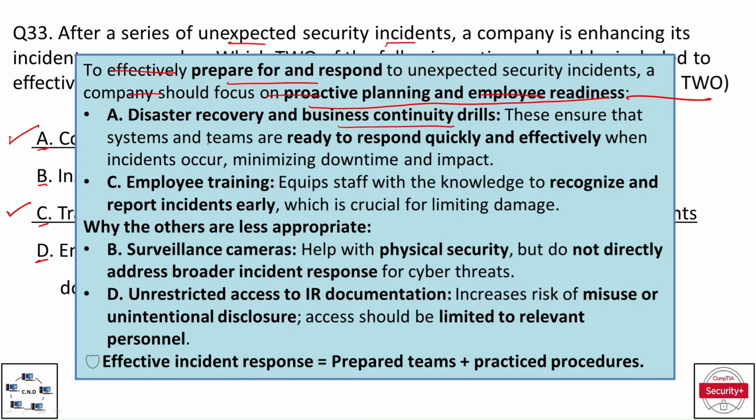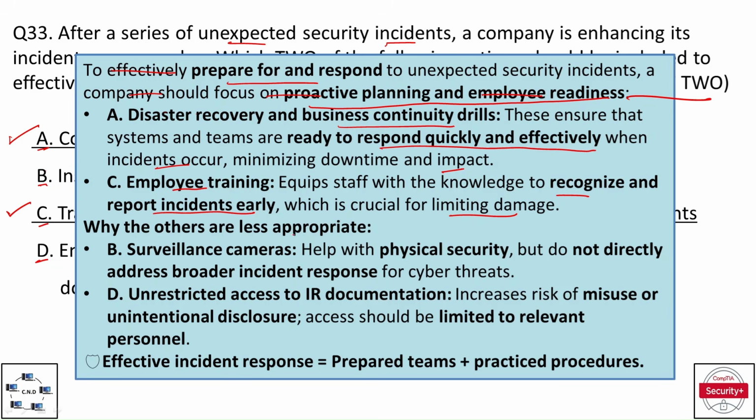These ensure that systems and teams are ready to respond quickly and effectively when incidents occur, minimizing the downtime and impact. And option C, employee training equips staff with the knowledge to recognize and report incidents early, which is crucial for limiting damage.